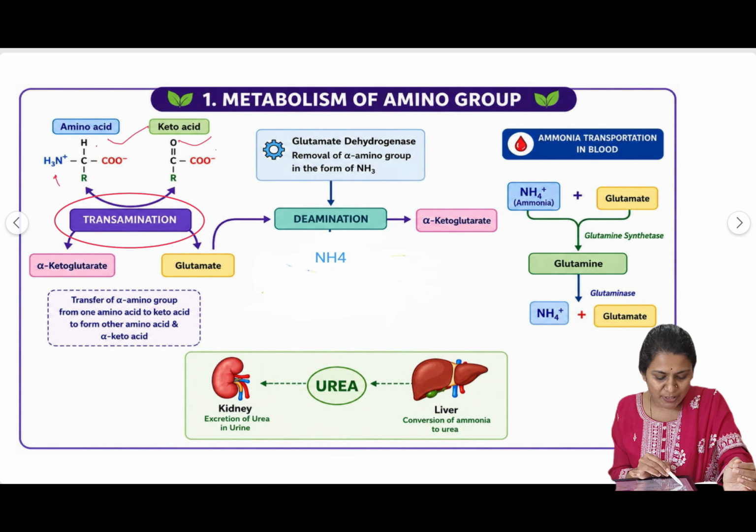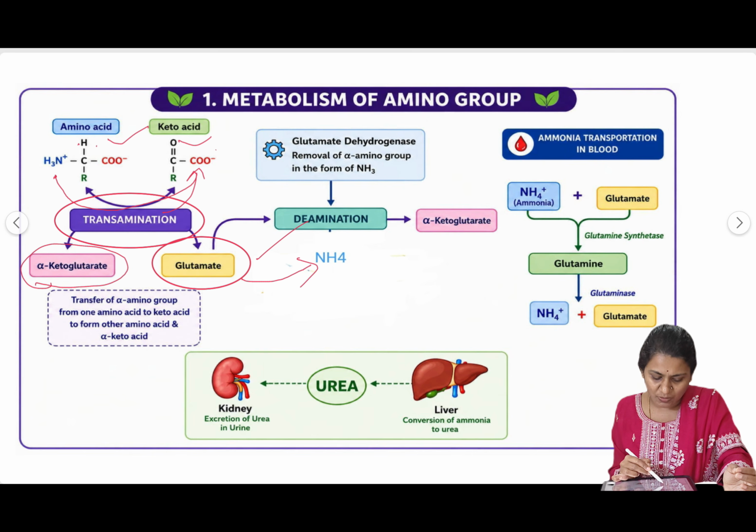You are removing this amino group and adding it to the keto acid. So what is happening? This will form a keto group, alpha ketoglutarate, and this will form a new amino acid, that is glutamate. After transamination, there is something called deamination. Again you are removing the ammonia. So there is a removal of the ammonia group and glutamate is converted into alpha ketoglutarate.